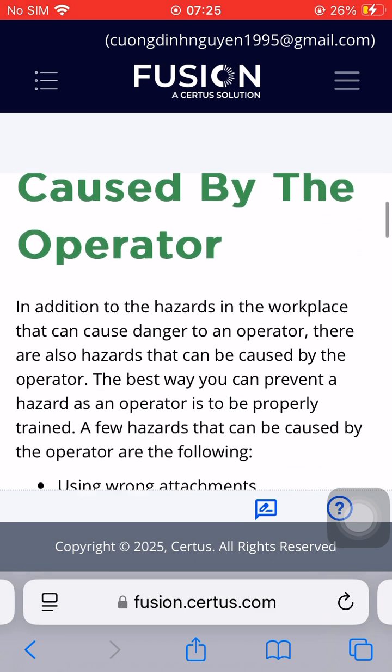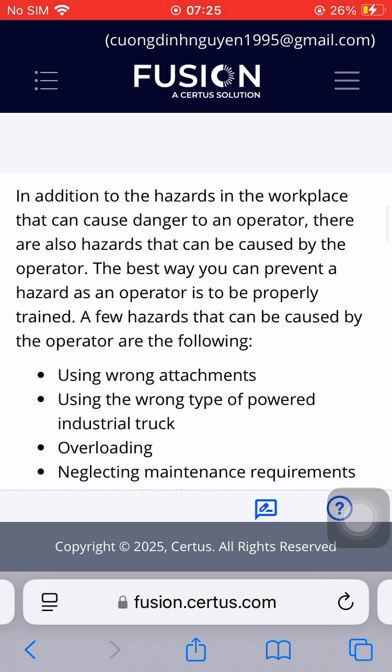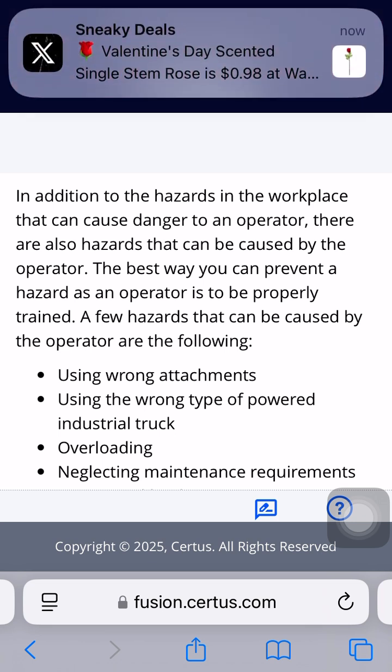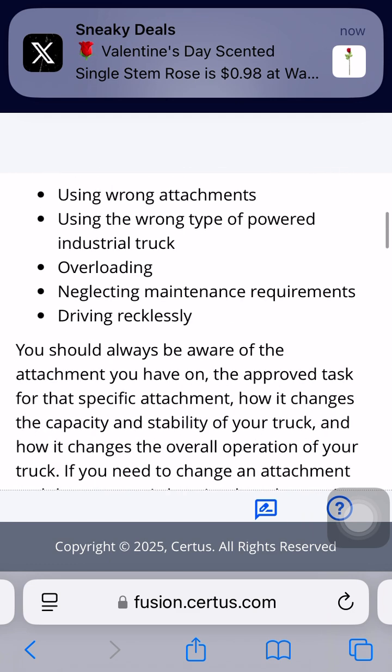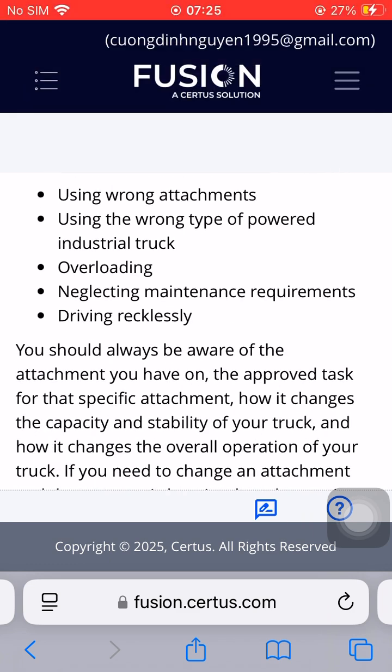Hazards caused by the operator. In addition to the hazards in the workplace that can cause danger to an operator, there are also hazards that can be caused by the operator. The best way you can prevent a hazard as an operator is to be properly trained. A few hazards that can be caused by the operator are the following: using wrong attachments, using the wrong type of powered industrial truck, overloading, neglecting maintenance requirements, and driving recklessly.